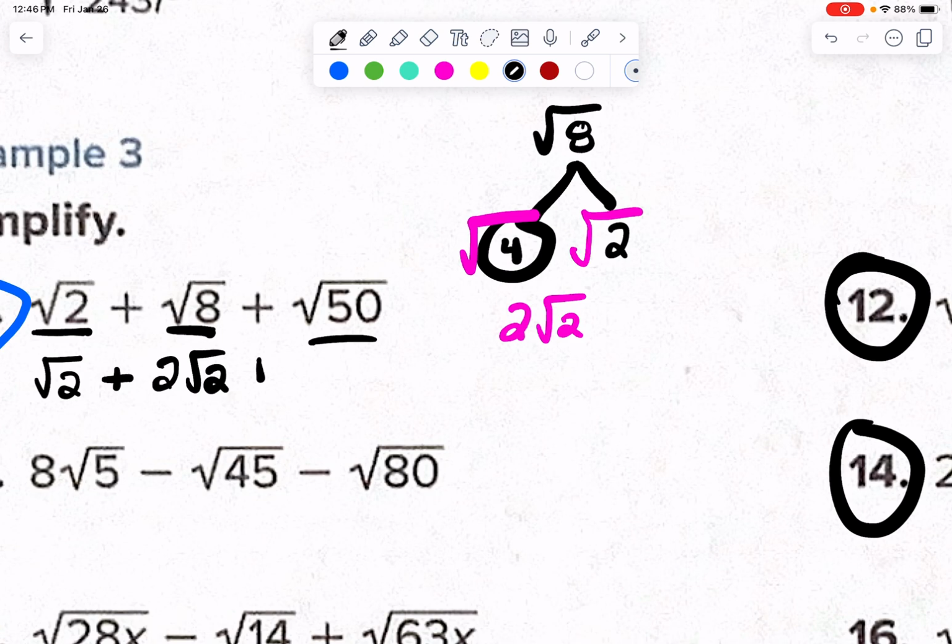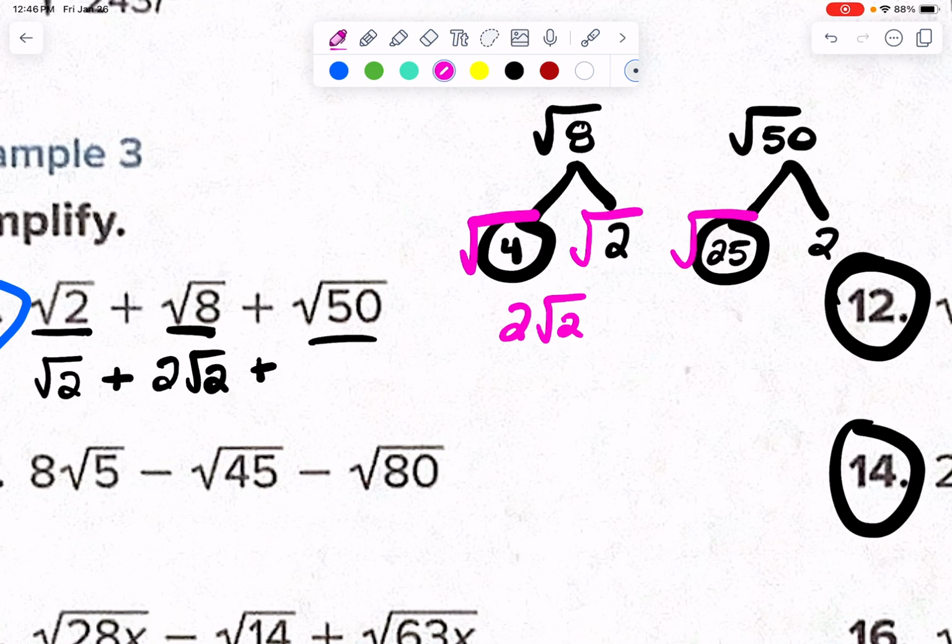Now I'm going to do the same thing to 50, and let me go over here. The square root of 50, okay? I want a number that goes into 50 that I can take the square root of, and I'm thinking like 25 and 2, right? Okay, the square root of 25 is 5, and the square root of 2, he's going to stay underneath because he won't break down. So 50 is 5 square roots of 2, okay?